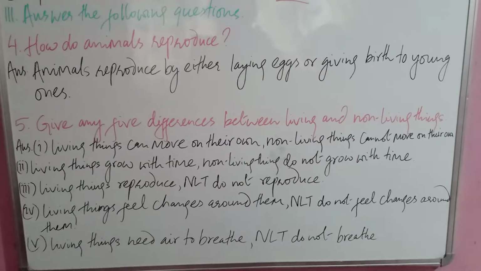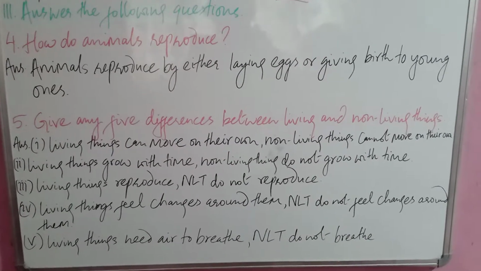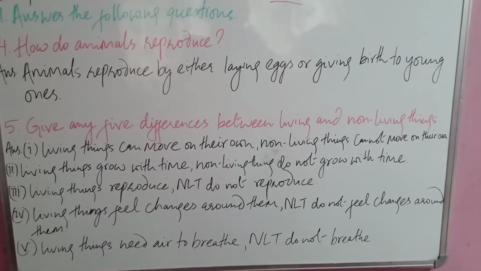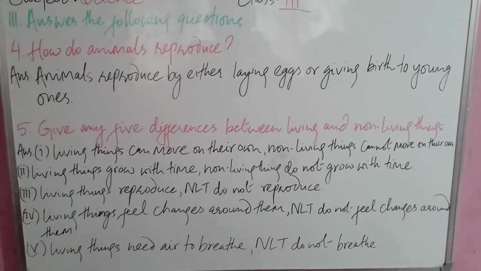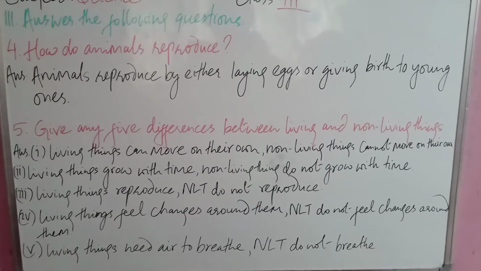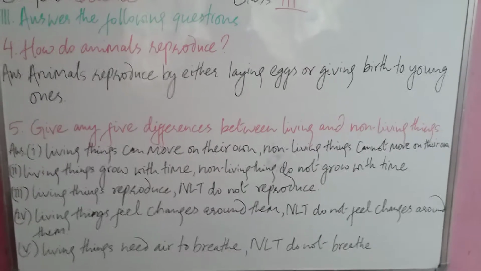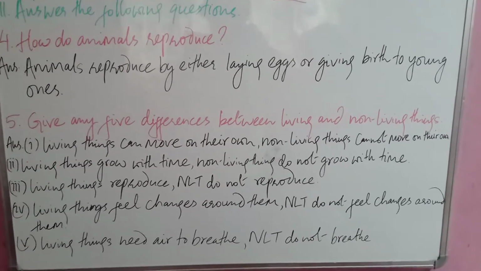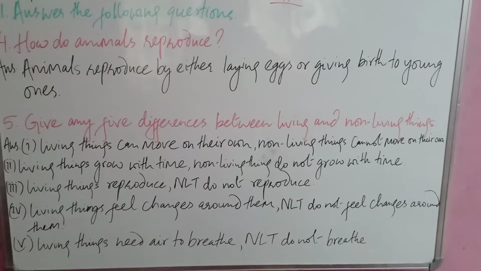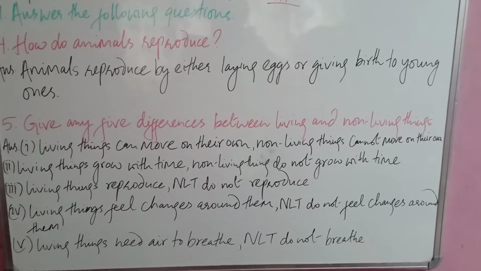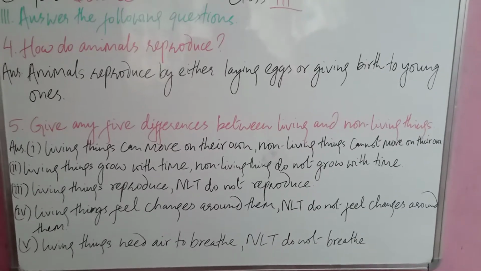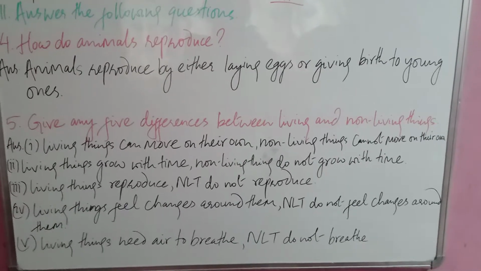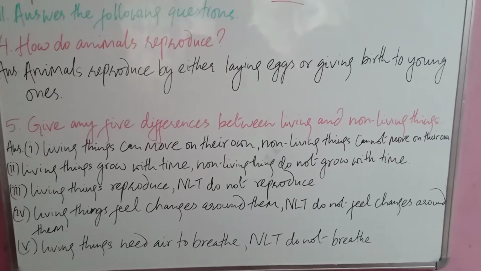Then point number 3, living things reproduce, non-living things do not reproduce. I have written here instead of non-living thing, in a short form, okay, NLT, which means non-living thing. Then we have point number 4, living things feel changes around them, and non-living things do not feel changes around them.